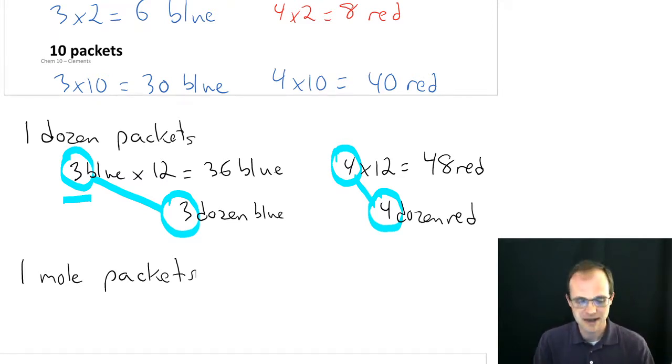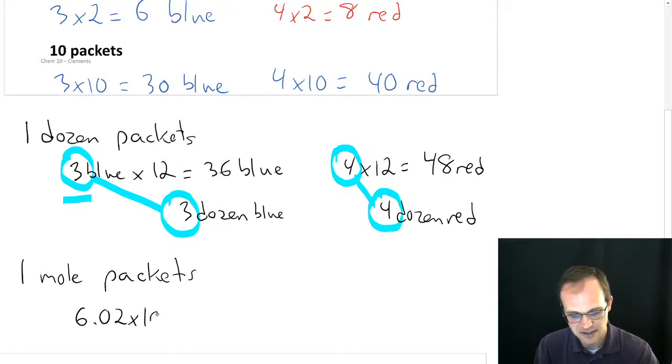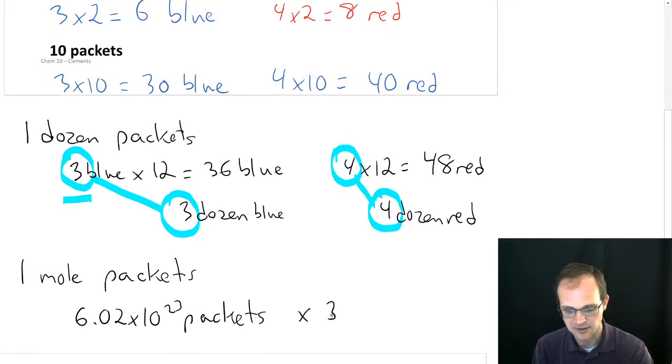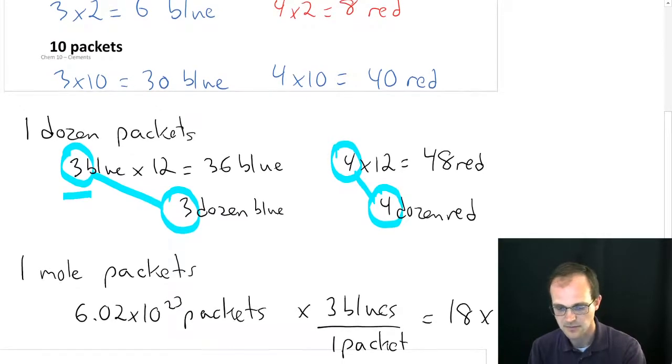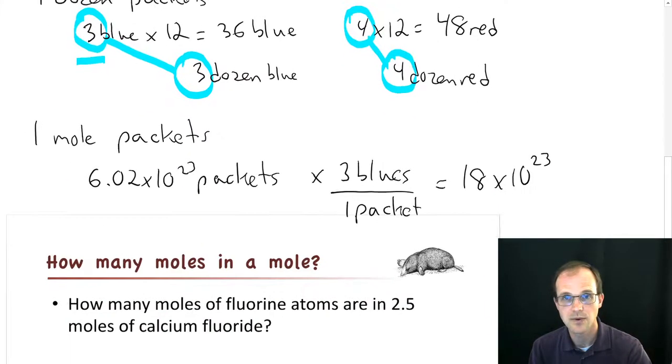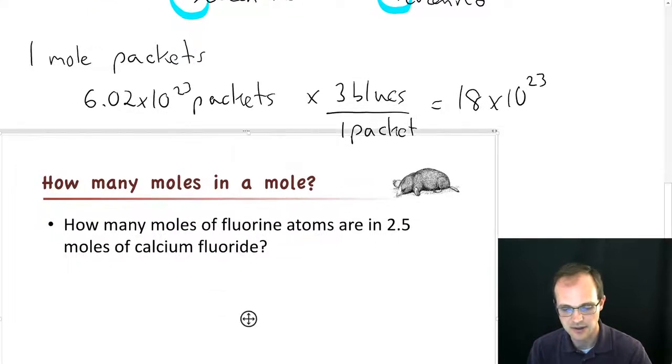So how do we imagine that? Well, 1 mole is 6.02 times 10 to the 23rd packets, and we know that there's 3 blues for every 1 packet. And so we can multiply that out, and I'm just going to round it. We get 18 times 10 to the 23rd blues.